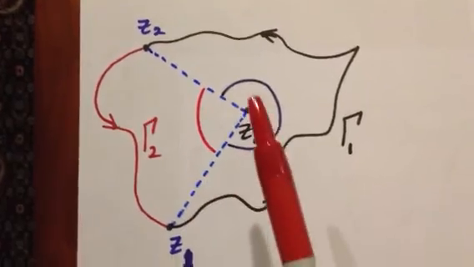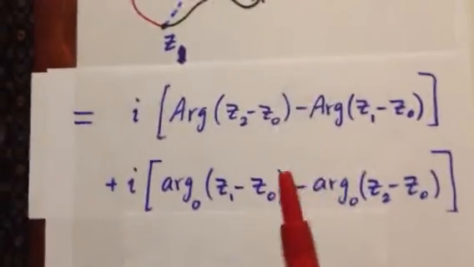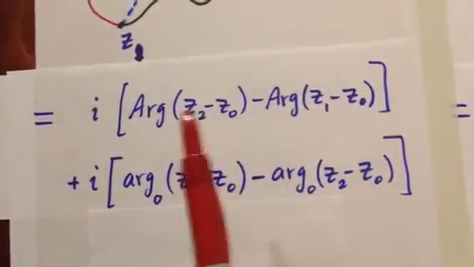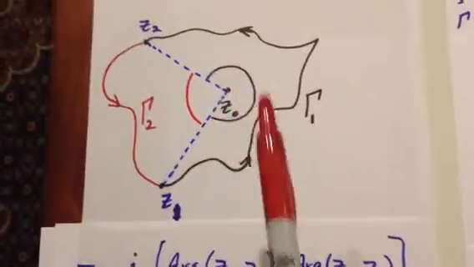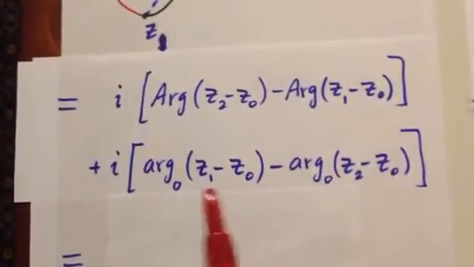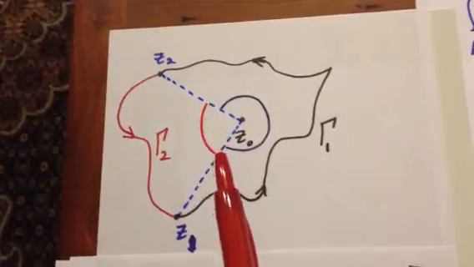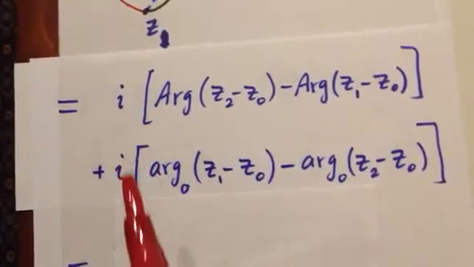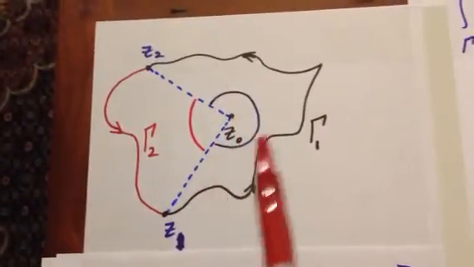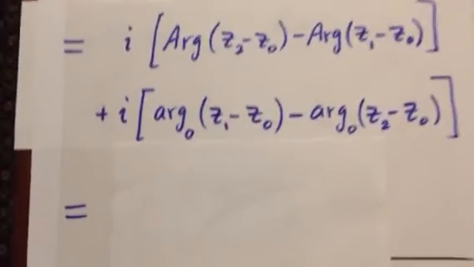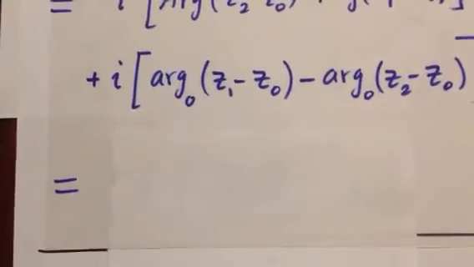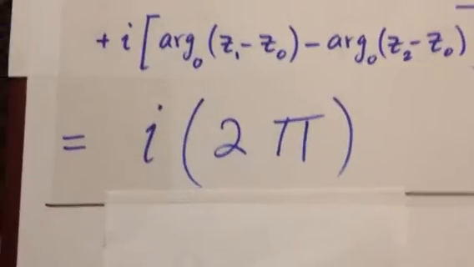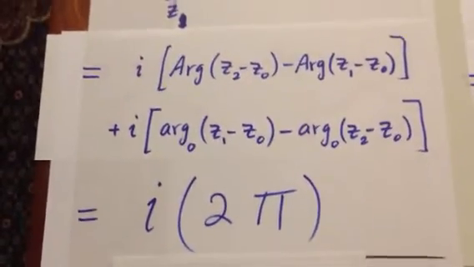Okay, so what we have here, this is the angle on the right side, and this is the angle on the left side. And what we're doing, we're adding the two. If we factor out the I, you're adding the two angles. So how much is the total? 2 pi. So the result is I times 2 pi.